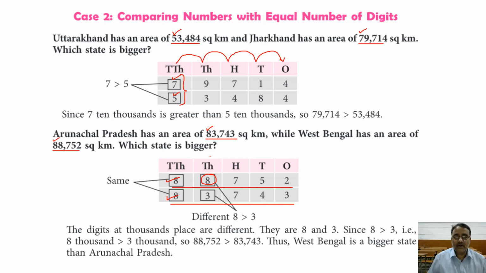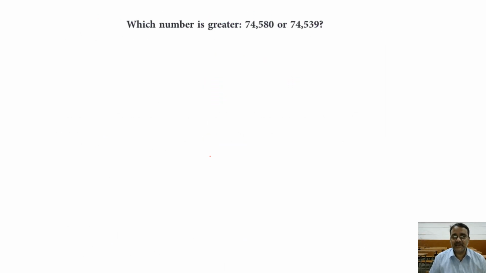Now we'll see one example. Which number is greater, 74,580 or 74,539? देखो हम लोग पहले 10,000 चेक करेंगे. Same है, 7 and 7. Now we'll check the 1,000 place. Again both are same. Now we will check for the 100 place. Again both are same. Now we'll come toward the tens place.